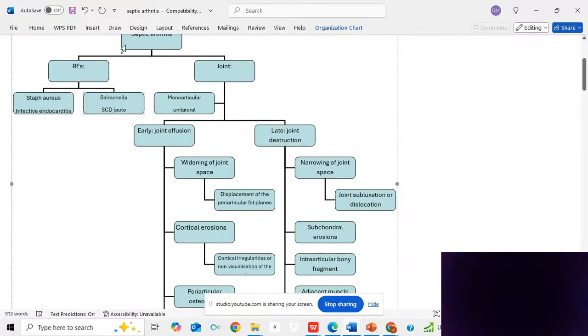How does septic arthritis involve the joint? Early involvement and late involvement. Early, there is joint effusion. This is very important in the diagnosis of septic arthritis. However, late, there is joint destruction. Okay, let's start with joint effusion: the presence of intra-articular infected fluid.